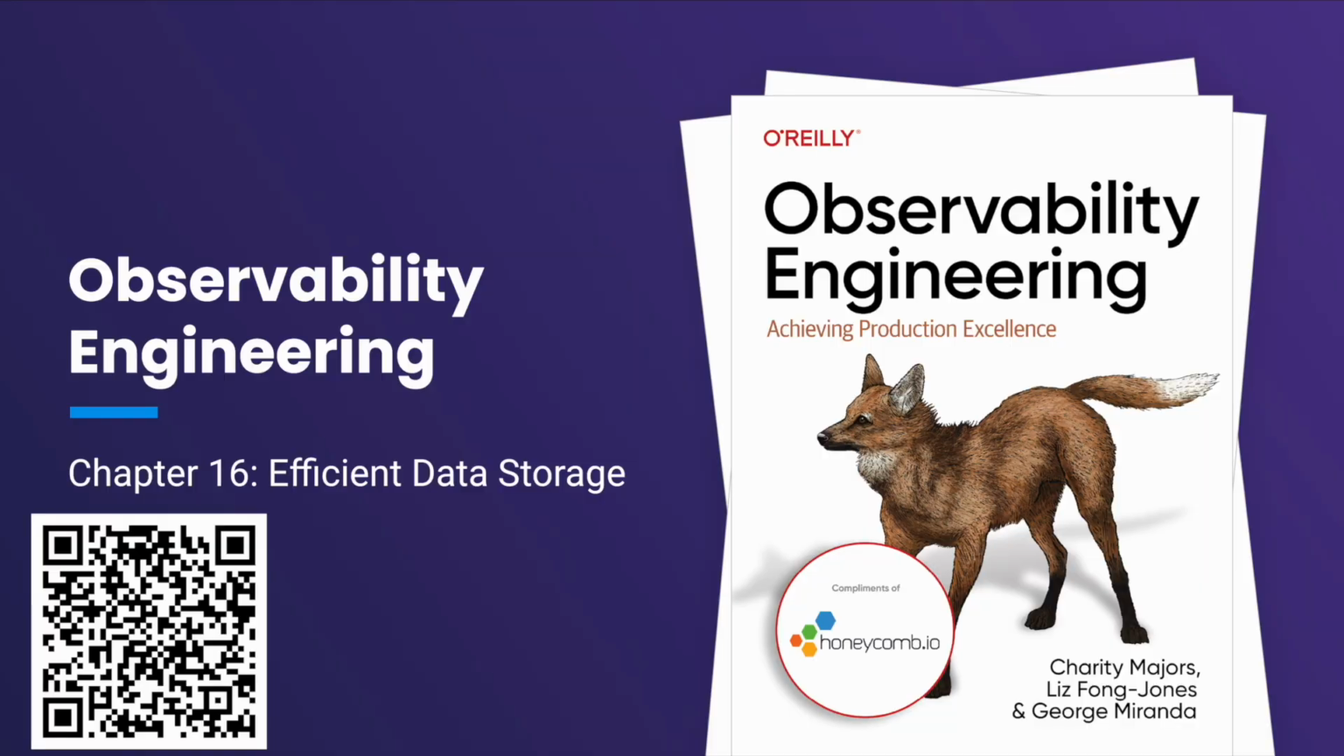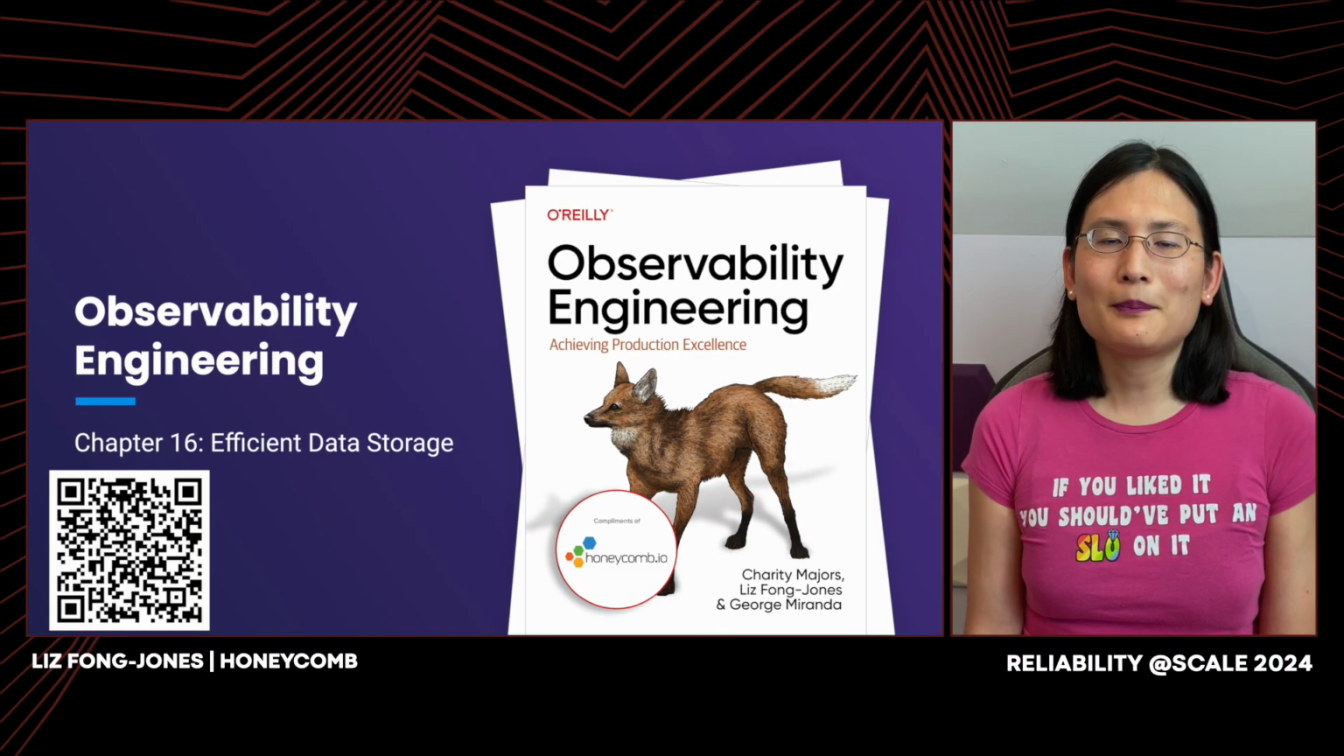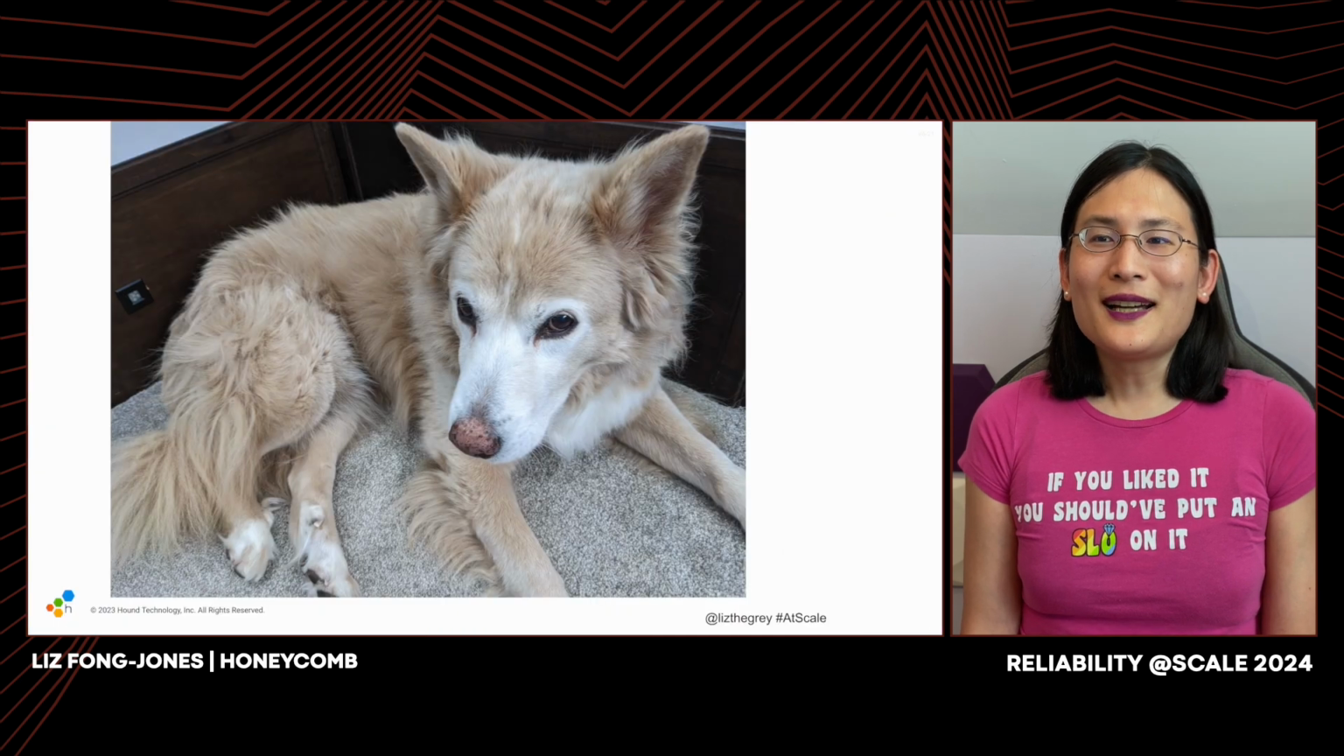So if you're interested in learning more about how we do this, you can read Observability Engineering, which is our O'Reilly book, and Chapter 16 in particular talks about the inspiration of Retriever based off of Scuba and how we evolved it over time.